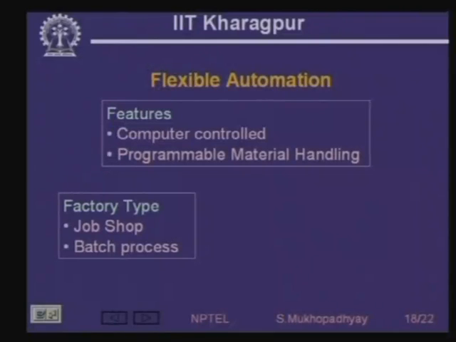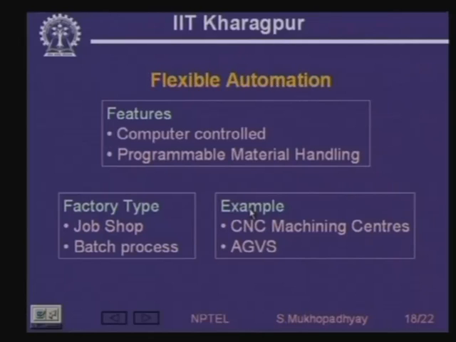So factory types are job shops, where every part requires a different sequence, and also batch processes, where depending on batch size, the sequence of process operations will change. The examples are CNC machining centers and automatic guided vehicles.